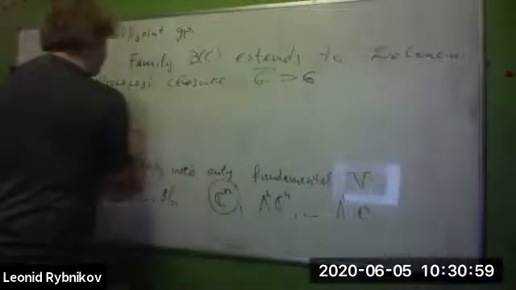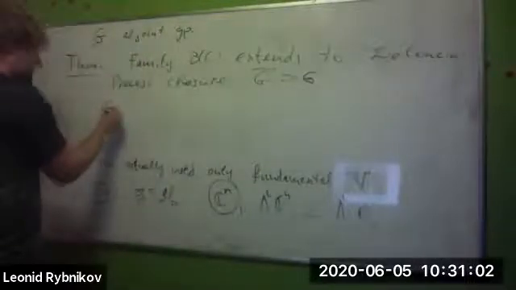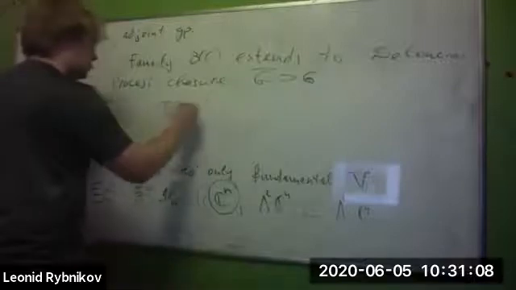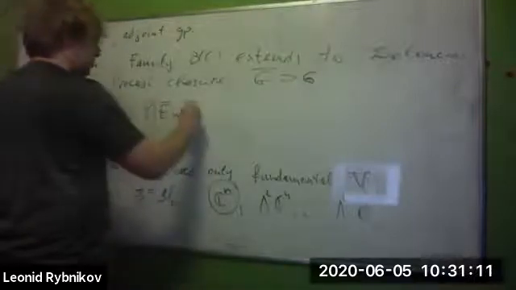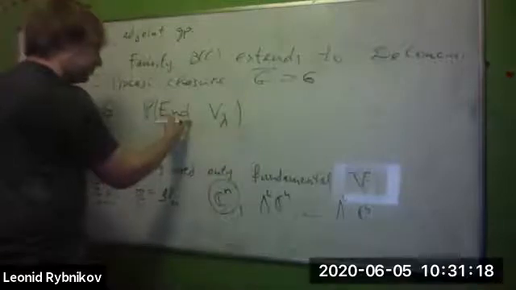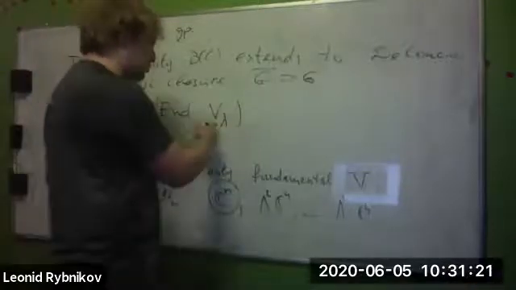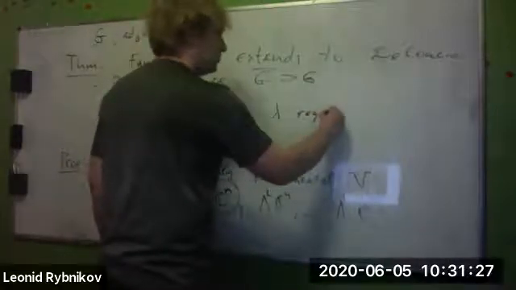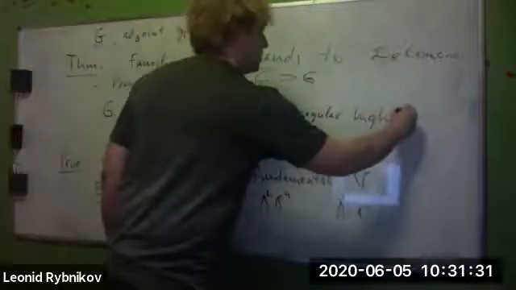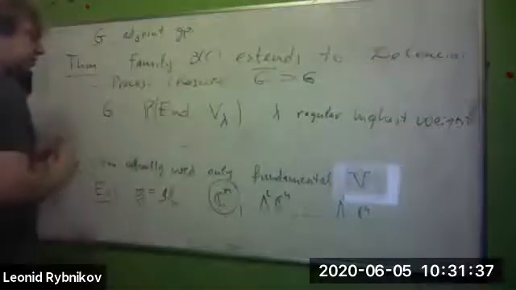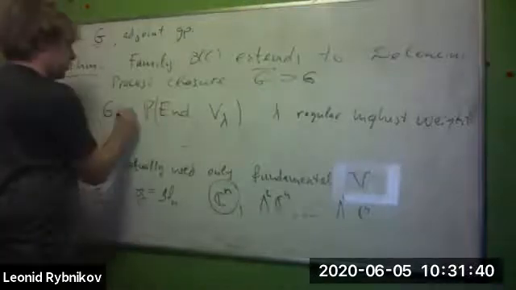Right. So the De Concini-Procesi closure is the following. You can embed the group into the projectivization of the endomorphism space of any representation with a generic highest weight. So let lambda be a regular highest weight, and take the closure of this group in this projective space.